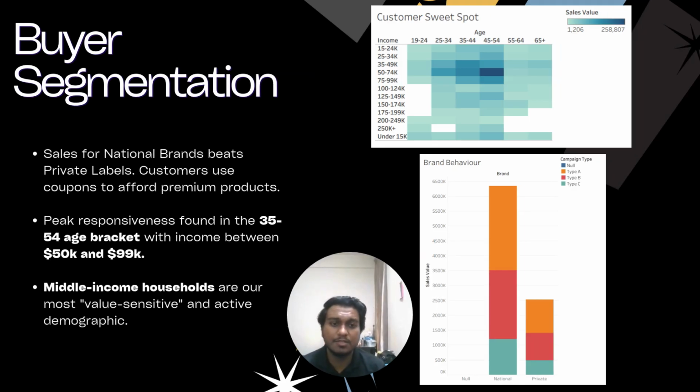Let's focus on buyer segmentation. We're using 2 visuals, which are customer sweet spot and brand behavior. Basically, we found that national brand sales are nearly double those of private labels during campaigns. Our sweet spot demographic shows that the 35 to 54-year-old bracket with a mid to high income range is the sweet spot for this campaign.